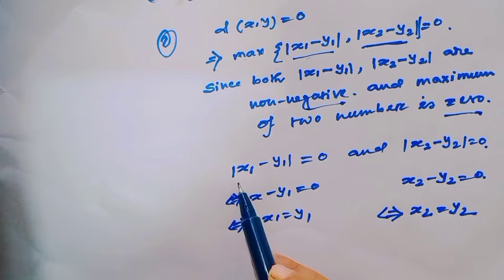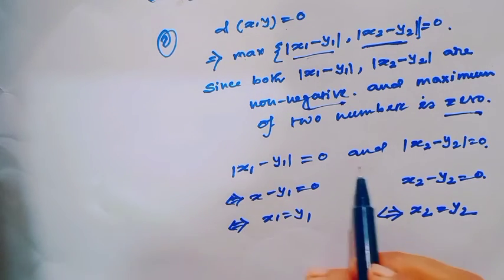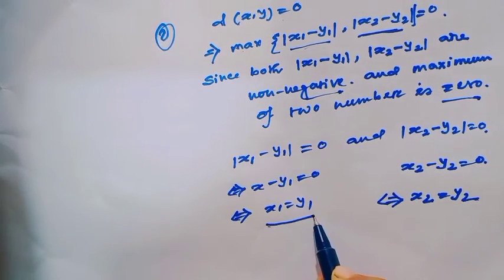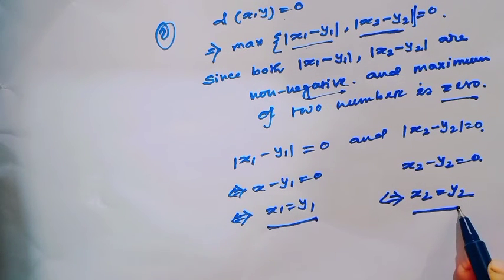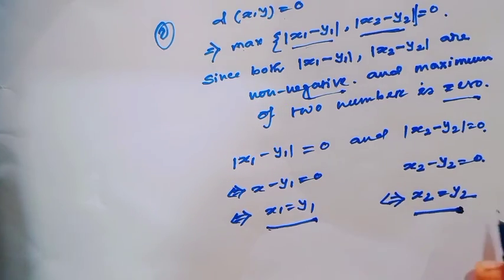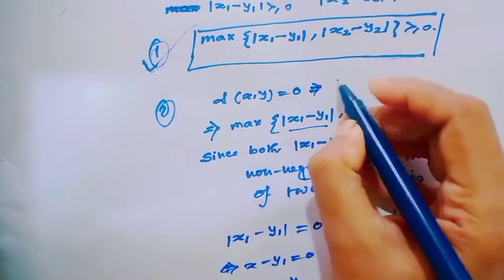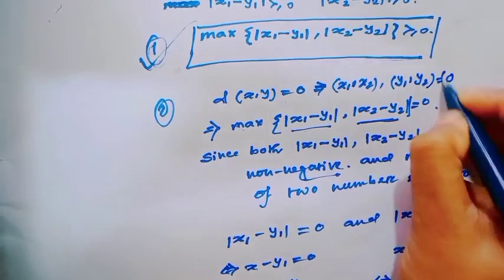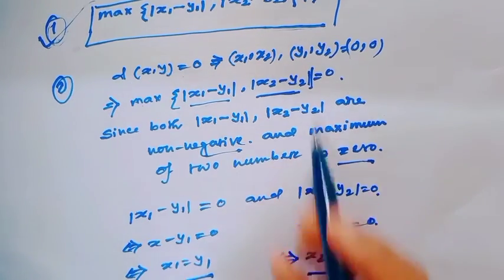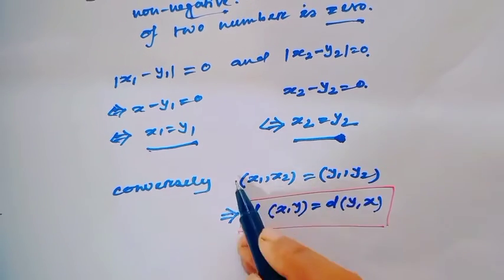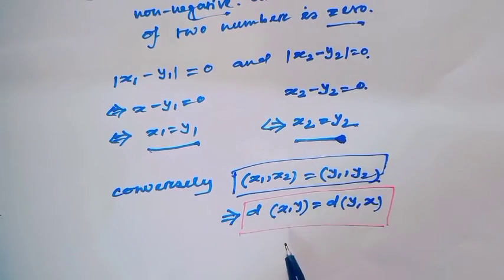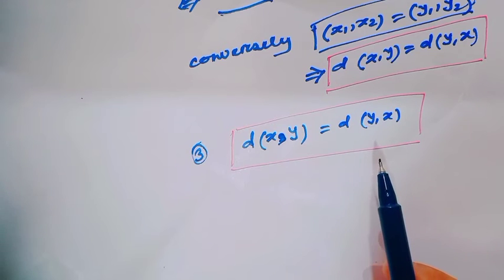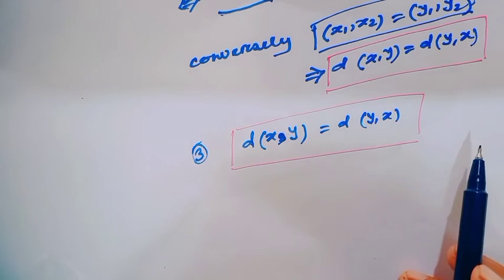Since these are absolute values of two numbers, both are non-negative, and the maximum of two numbers equal to 0 means obviously absolute value of x1 minus y1 equal to 0 and absolute value of x2 minus y2 equal to 0. And these imply obviously x1 equal to y1 and x2 equal to y2. That means d of (x, y) equal to 0 implies (x1, x2) equals (y1, y2). And since this condition is an if-and-only-if condition, conversely when these two points are the same, then obviously this distance is 0. Third condition also will be true: d of (x, y) is always equal to d of (y, x).